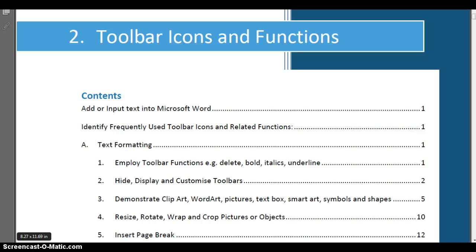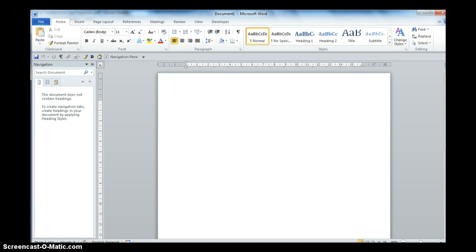Hello, in this screencast we're looking at the Level 5 Word Processing Module 5N1358 and the second learning outcome, Toolbar Icons and Functions, is the focus of this screencast, and we're going to be looking at point A2, Hide, Display and Customizing Toolbars. So here we have a blank opened Microsoft Word document.